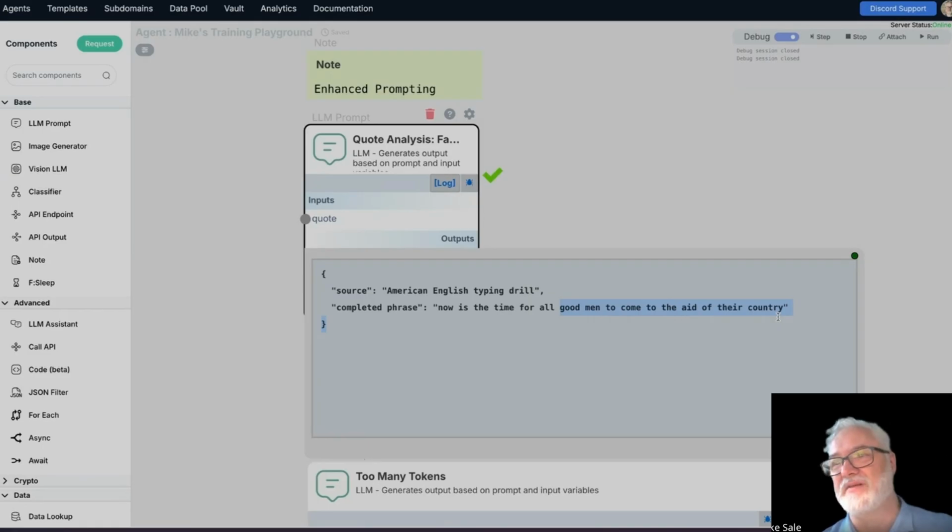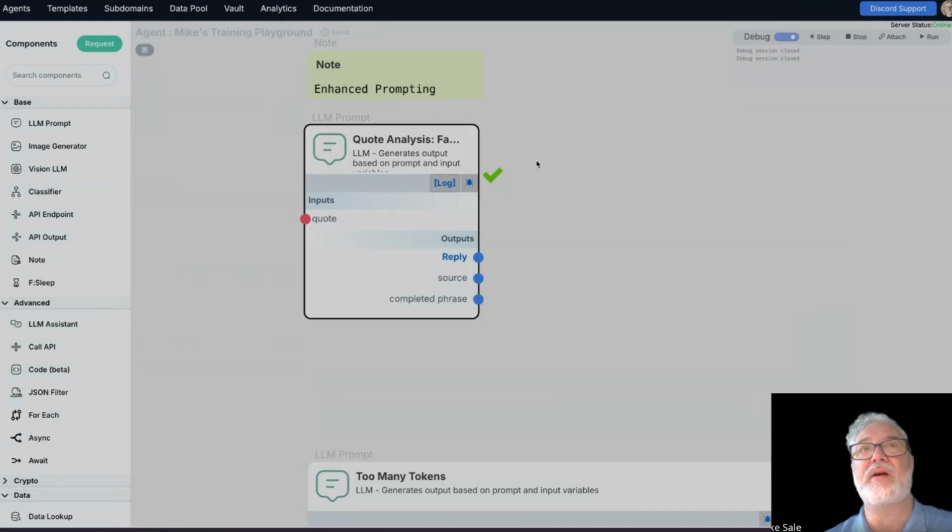As Mike demonstrated, the basic structure of an LLM prompt is crucial. Now, let's look at how SmythOS enhances these prompts. This is the very, very foundation essence of what LLMs do swimmingly. So the thing is, when you take a look at this, how in the world did it figure out that source and completed phrase should be there?